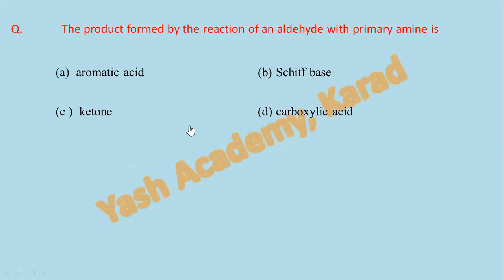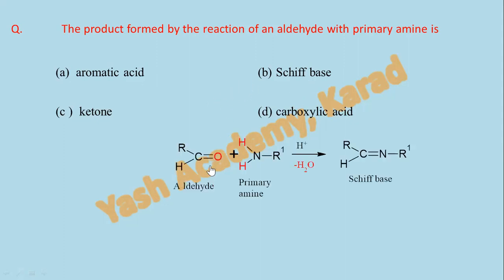Next one, the product formed by the reaction of an aldehyde with a primary amine is, means when a primary amine reacts with an aldehyde, the product formed is aromatic acid, Schiff base, ketone, or dicarboxylic acid. This reaction is a very typical reaction. Now this is the general reaction. An aldehyde reacts with a primary amine, it gives Schiff base.